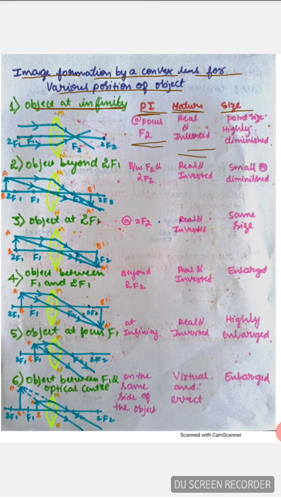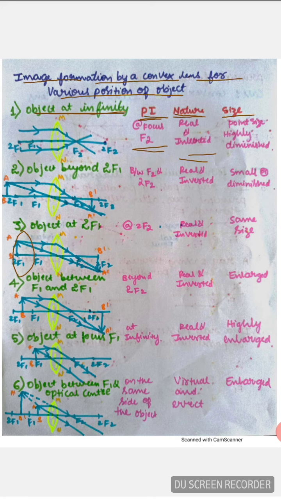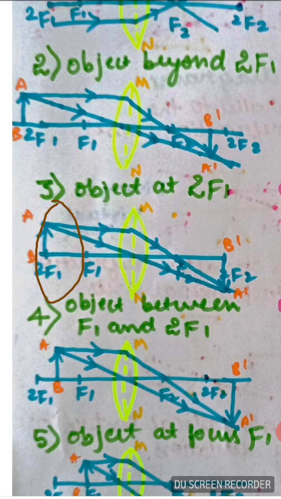Okay, so next we will place the object at 2f1. 2f1 in the sense it is exactly on the center of curvature. In the case of a mirror, when you place the object at the center of curvature, you get the image on the same point, but it is real and inverted. Here also it is the same, but there is a slight variation. So when you place the object at 2f1, see this is 2f1, and this point is 2f2.